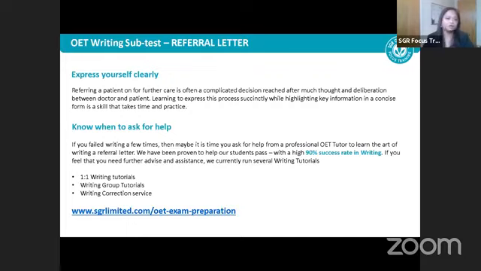Know when to ask for help as well. It's good to be hardworking and studying at home. But if you've failed writing a few times, then maybe it's time for you to ask for help from a professional OET tutor, in order to learn the art of writing a referral letter, not just for passing your OET writing sub-test, but also because, especially for doctors, this is a typical part of your daily life as a GP or as a physician.